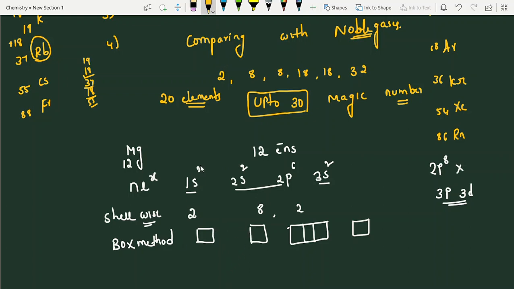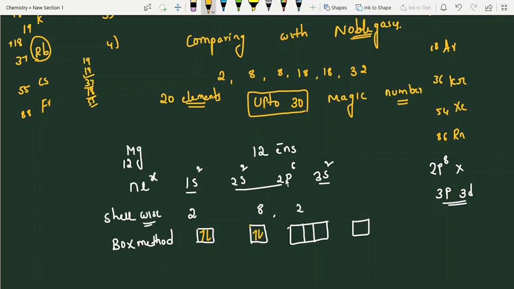So now, filling electrons. How many electrons here? 2 electrons, 1 above, 1 below, right? If you have any confusion, check the previous video and you will come to know. Okay, now here also 2 electrons, right? We can write like this.